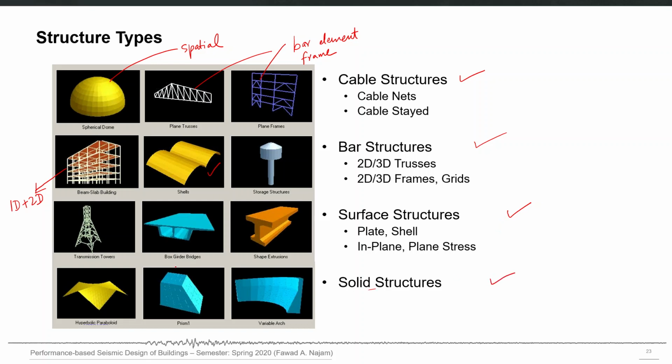For example, here you can see this is a solid structure, a three-dimensional element. For example, the body of an arch or the body of a dam will be a solid structure.